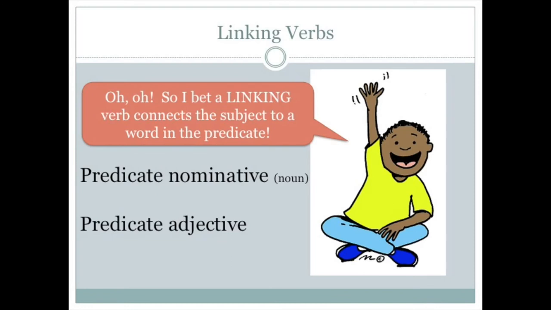Yes, the linking verb connects the subject of a sentence to a word in the predicate. If the word that it's connecting to is a noun, we call that word the predicate nominative. If the word it's connecting to is an adjective, guess what? We call it a predicate adjective. Let's look at some examples.